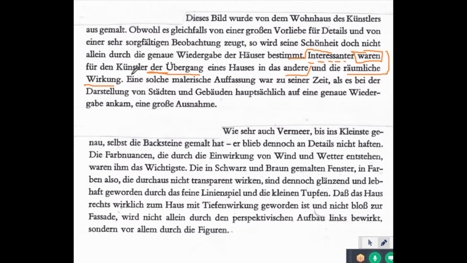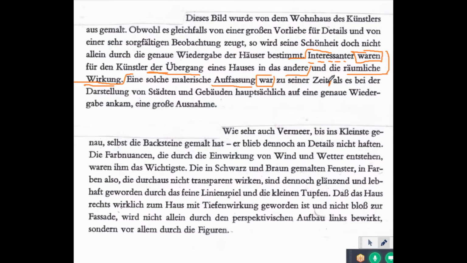Okay, let's take this sentence apart here. So you're starting out, up to this comma, where's the verb? It's just war. Yeah, and that means? It was. And the subject is? Auffassung. Good. And so such pictorial, or you could say such a pictorial conception was at his time.